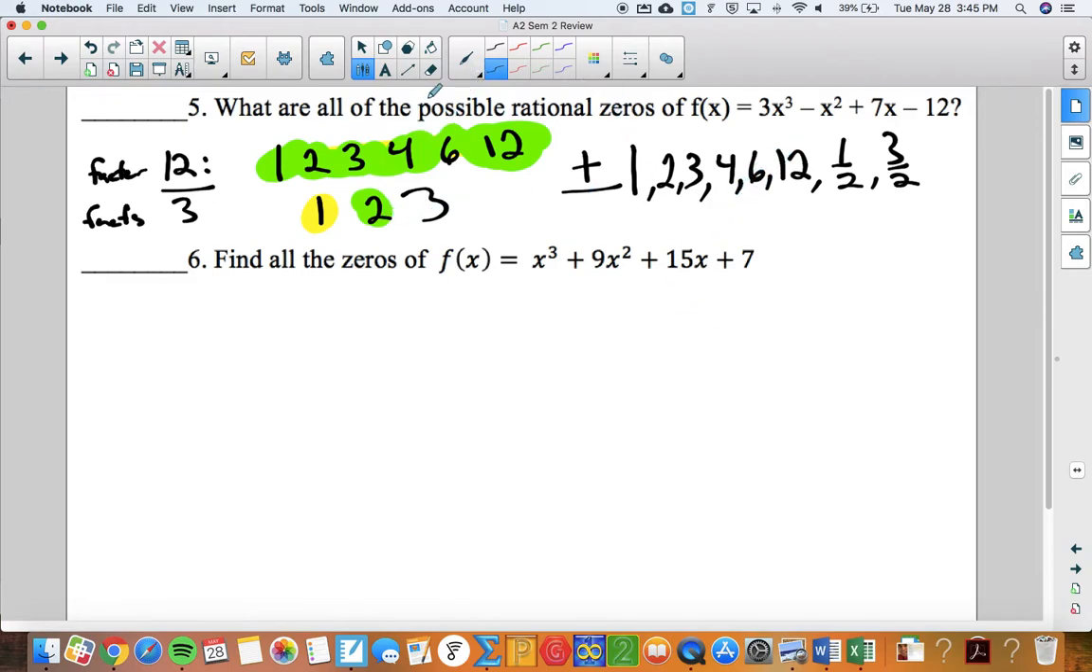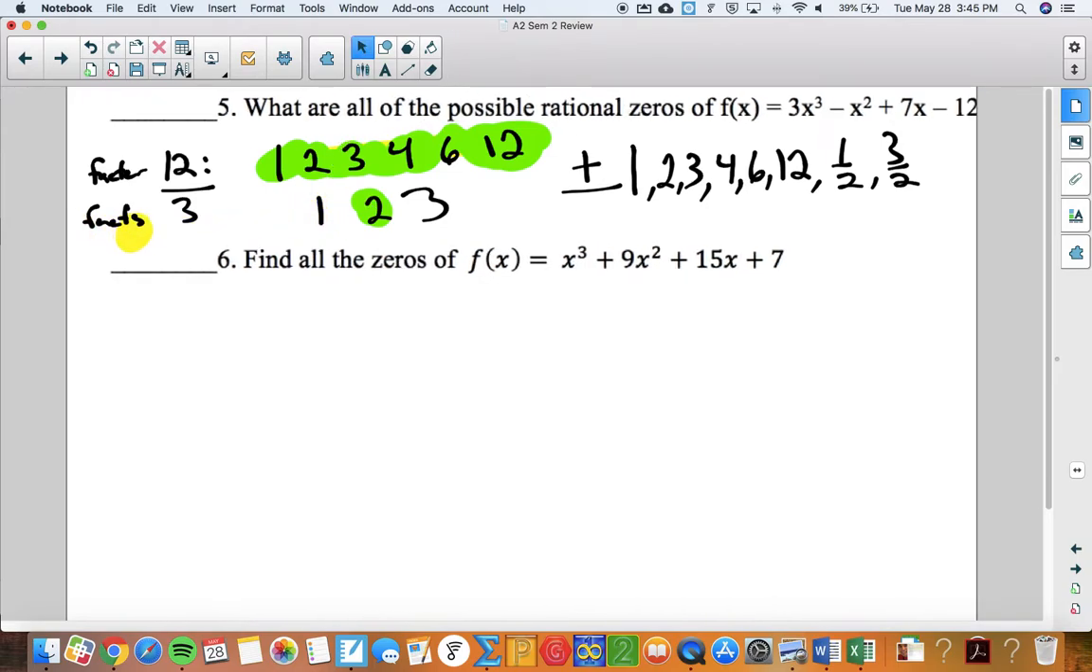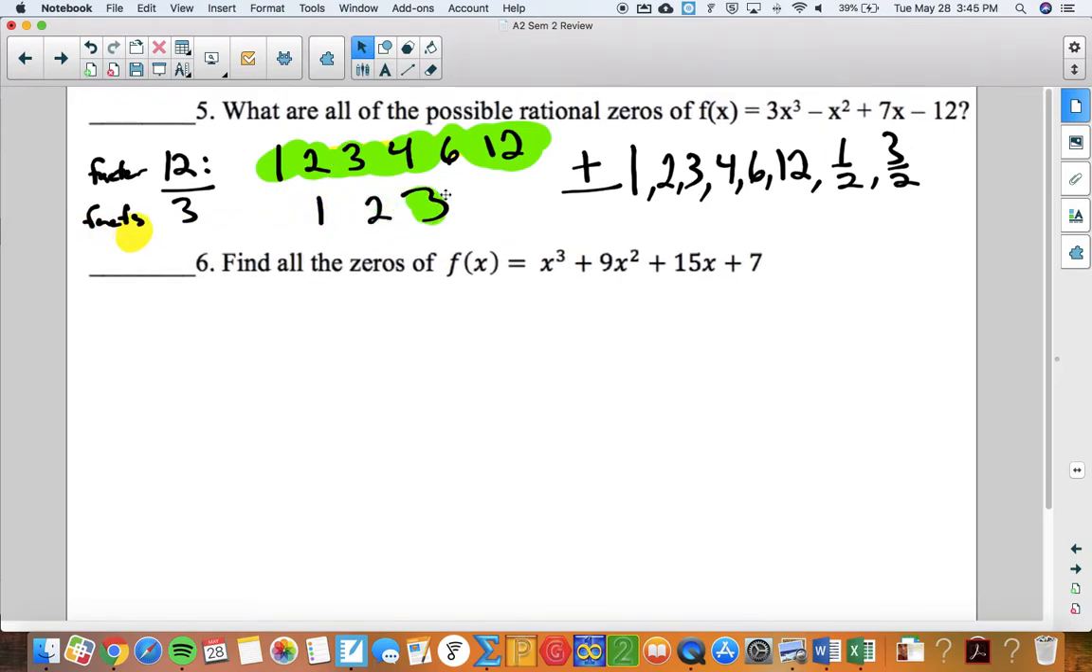And then, last but not least, take those numbers on top and divide them by 3. 1 divided by 3 is 1/3. 2 divided by 3 is 2/3. 3 divided by 3 is 1. Got it. 4 divided by 3 is 4/3. 6 divided by 3 is 2, which we already have. 12 divided by 3 is 4, which we already have.